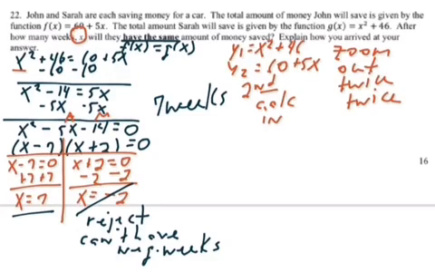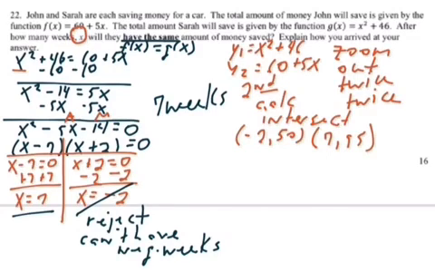Second, calc, intersect, and you will get solutions negative 250 and 795. You can't have a negative amount of weeks, and the question is only asking for your x value. So x equals 7, which would be 7 weeks.